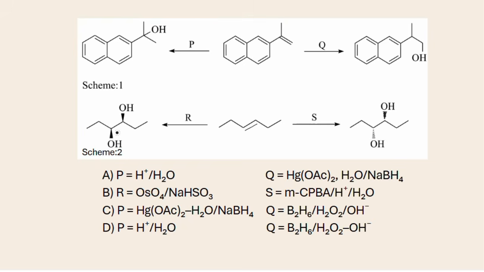For the given question, there are two schemes given. In scheme 1, there is a monohydroxylation wherein there is a Markovnikov's addition of water and then there is an anti-Markovnikov's addition of water. In scheme 2, there is a dihydroxylation, but one of the reactions is syn addition of the hydroxyl groups. The other reaction is anti-addition of the hydroxyl groups. And there are different reagents used to carry out the reactions. From the given options, you have to choose the correct reagents required to carry out the conversions. Let's see how to solve this question in detail.